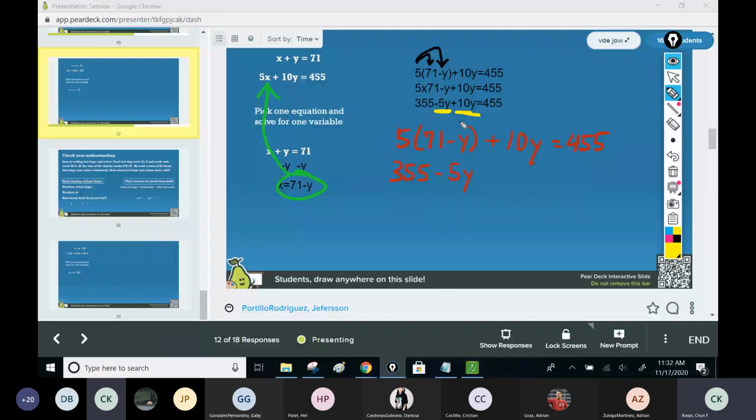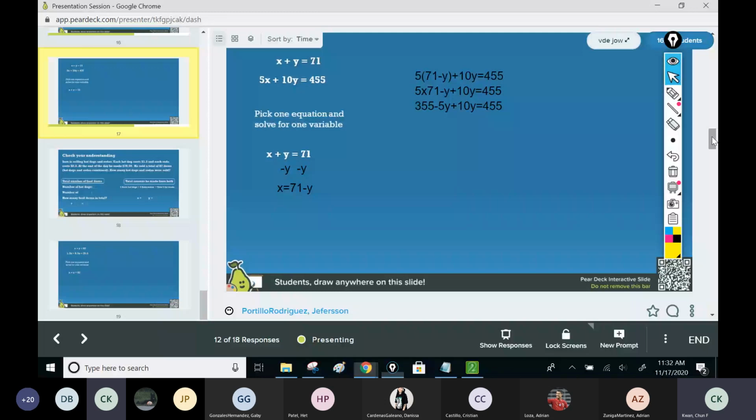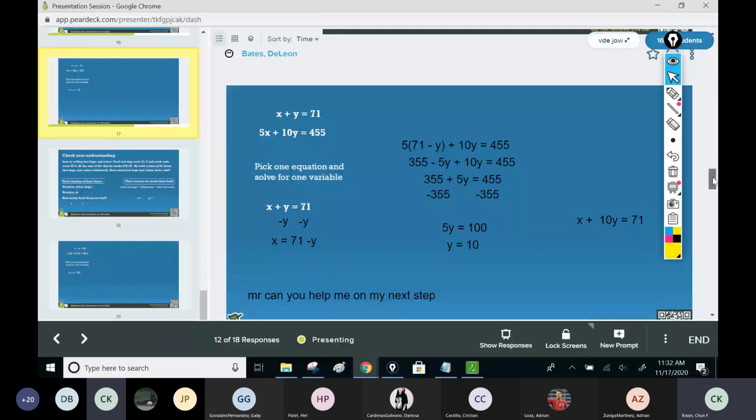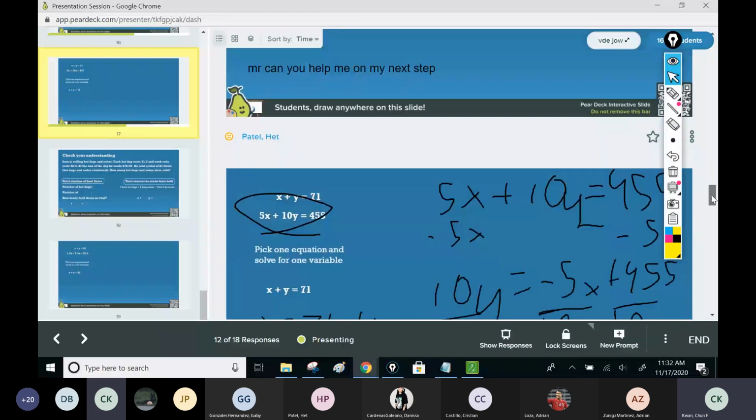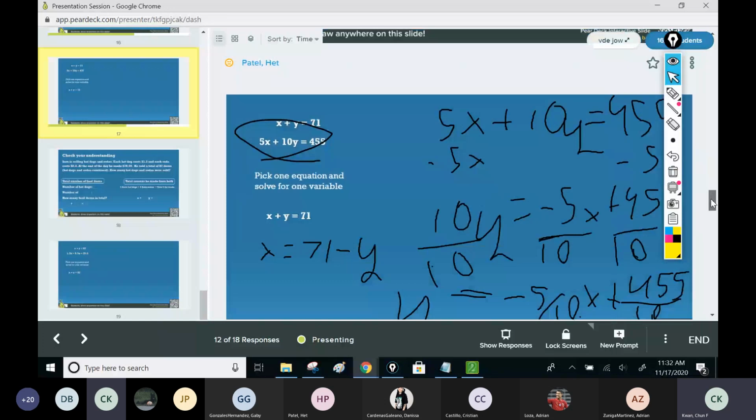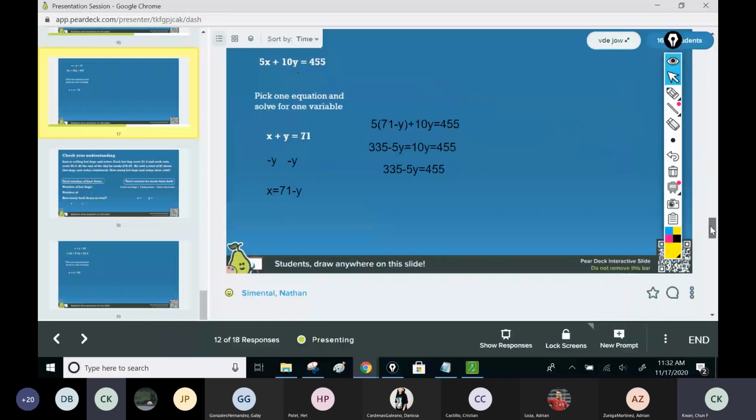Nathan, yes. Let me check your work real fast. All right. I'll be right with you, Hat. Whoa, why is it that you got 2 equal signs, Nathan? I think this is supposed to be a plus sign right here.